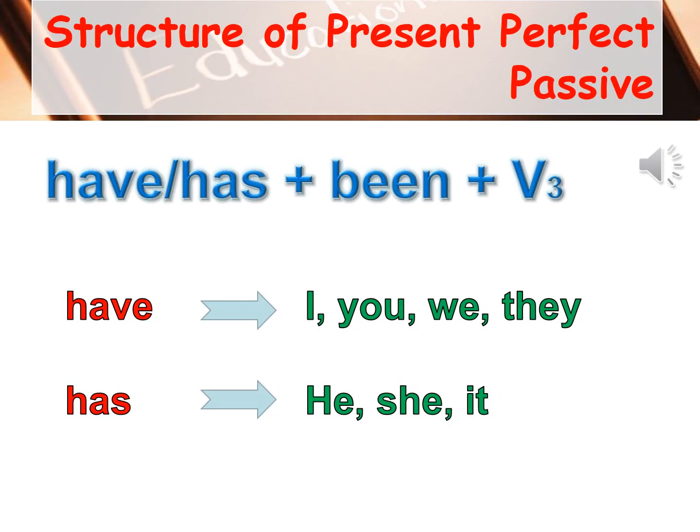Let's look at the structure of present perfect passive. To build present perfect passive, we use have or has plus been plus past participle, or we also call it the third form of the verb. Have we use when our subject is I, you, we, they. Has we use when our subject is he, she, it.